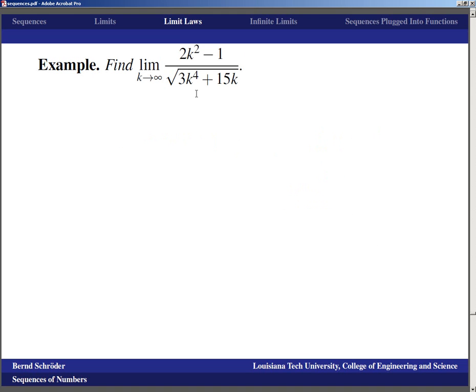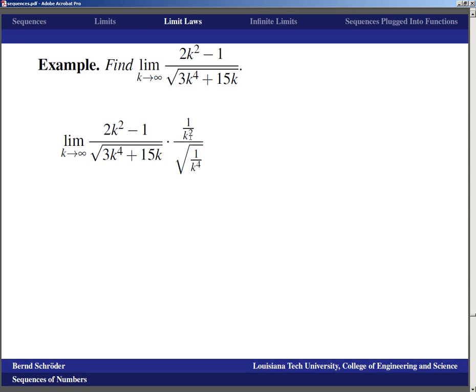The expressions can become a bit more complicated. So for example, I could also find the limit as k goes to infinity of 2k squared minus 1 divided by square root 3k to the fourth plus 15k. And if I want to find that limit, well, what is the highest power in the denominator? The highest power in the denominator is k to the fourth, but we take a square root of it. So the highest power in the denominator, if you will, is something like a k squared.